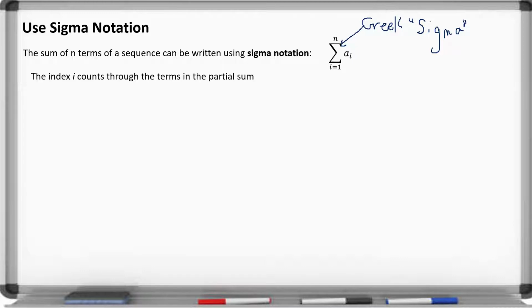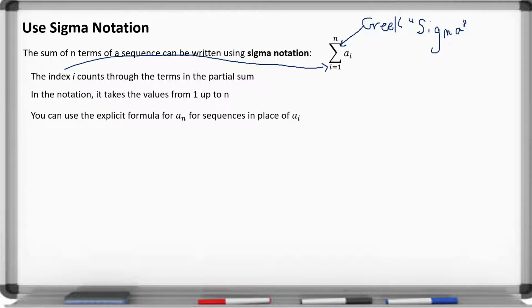Now the bottom term is actually called the index. Index i counts through the terms in the partial sum. So this is saying, start with the first term and then make your way to the last term. In the notation, it takes the values from 1 up to n, where n is a number. So you can use the explicit formula that we talked about earlier for an in order to plug this in for ai.